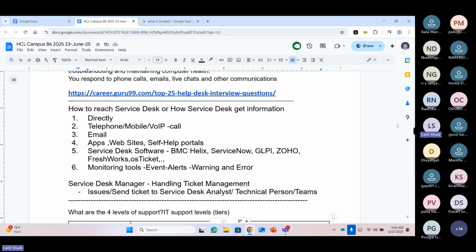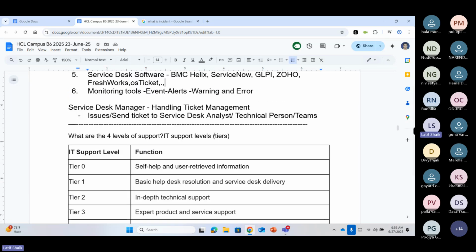So this is the service desk manager. Guys, understand how to reach a service desk? There are different ways to reach a service desk.